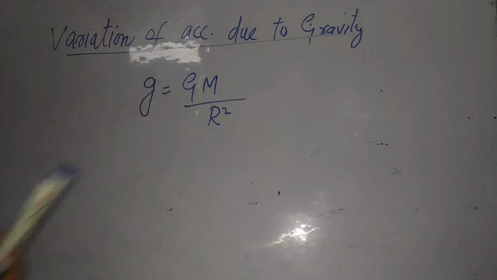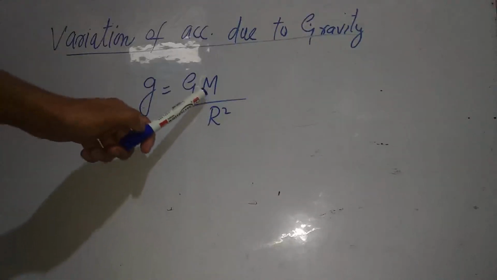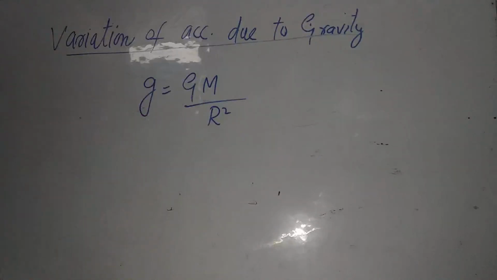And the value of m is constant. The mass of the Earth is constant. If we talk about the acceleration due to gravity on Earth, this is constant. So m is constant, G is constant. The value which varies here is r, the radius of the Earth.